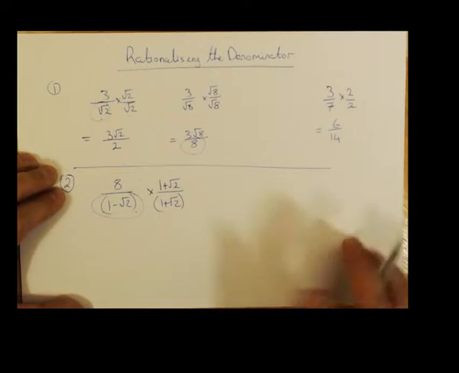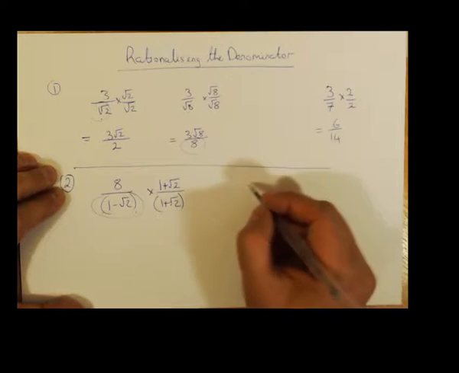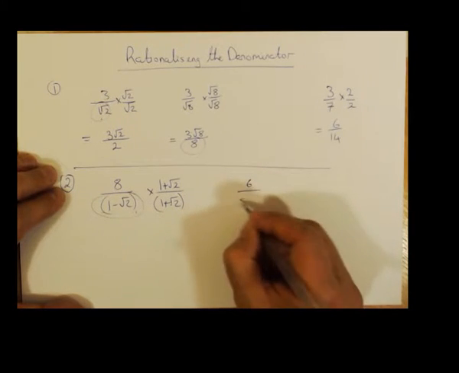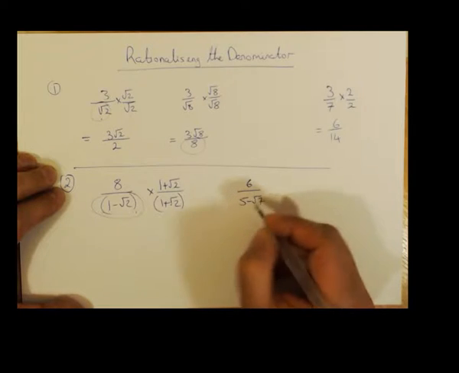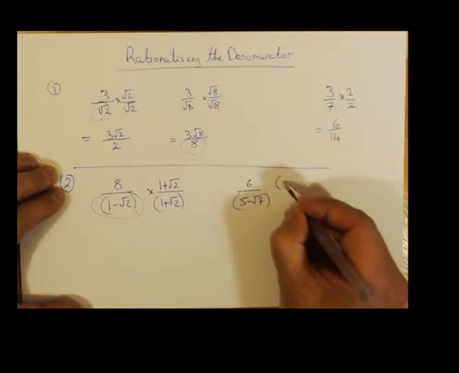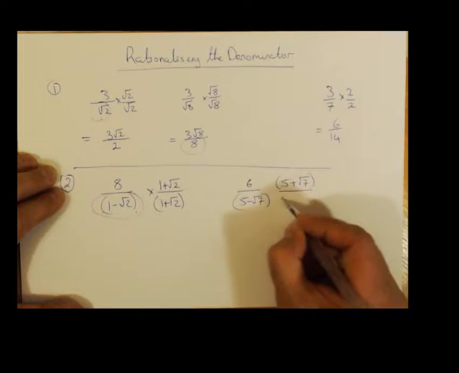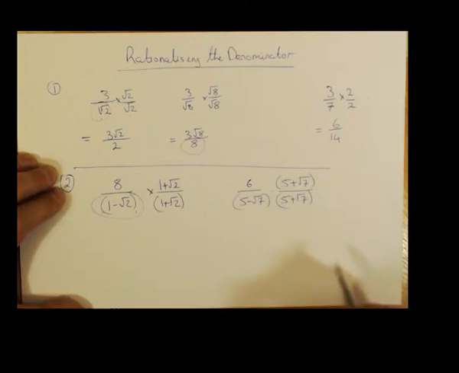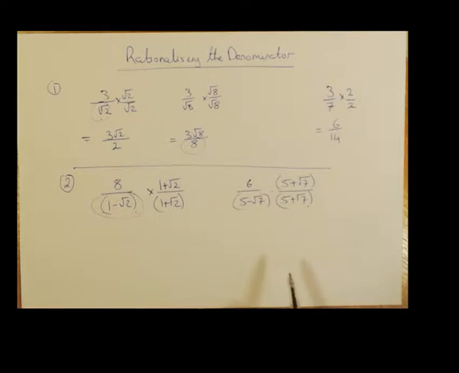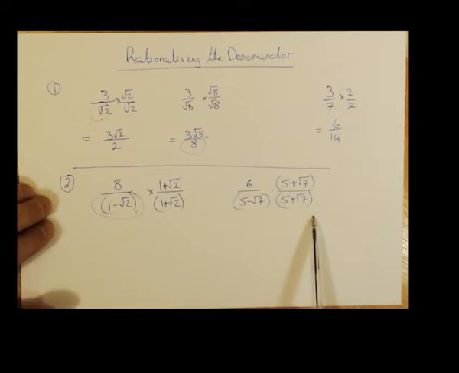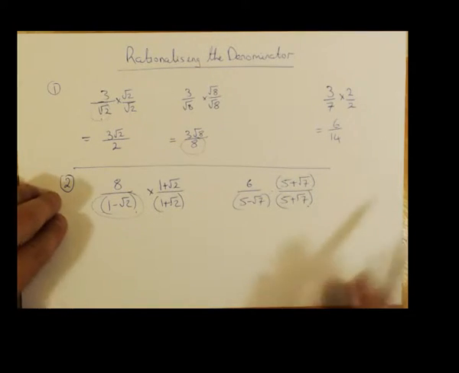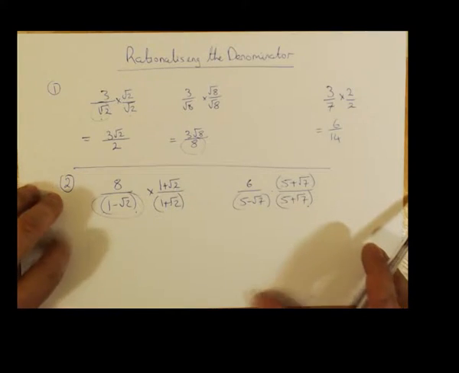For example, let's have another example. Let's say I had 6 over 5 minus root 7. To rationalize that, I'd multiply above and below by 5 plus root 7 over 5 plus root 7. Remember, we're multiplying above and below by the same thing, so that doesn't change our fraction. It just makes the denominator easier to deal with. So let's look at an example of how we do this.